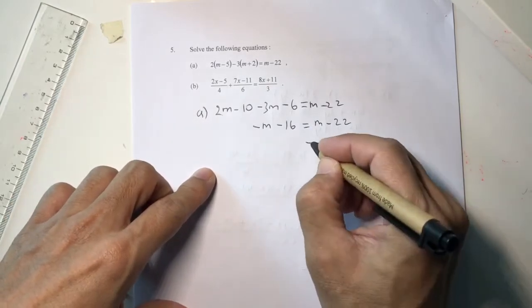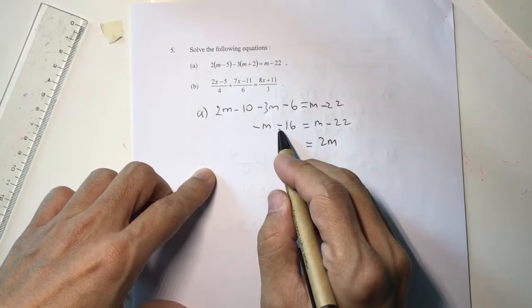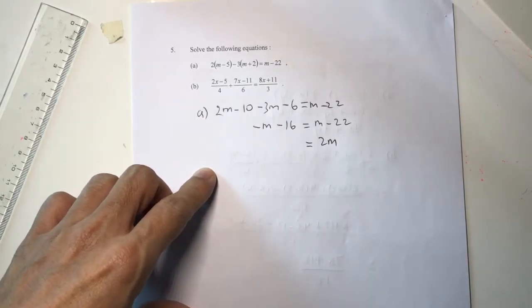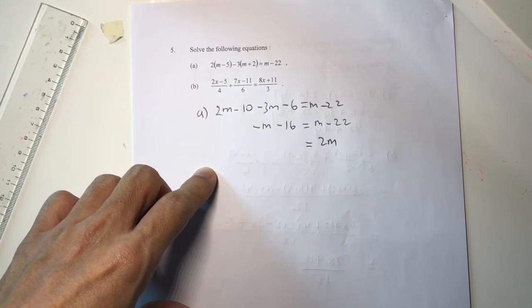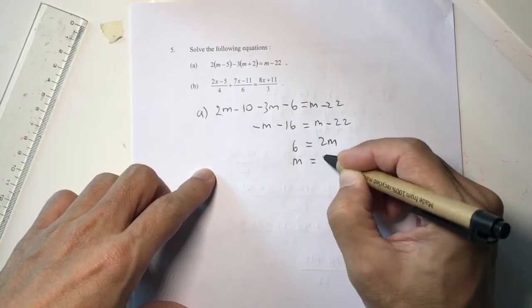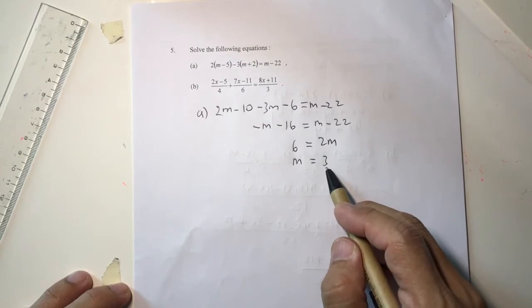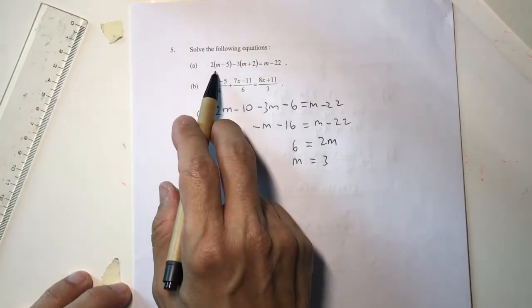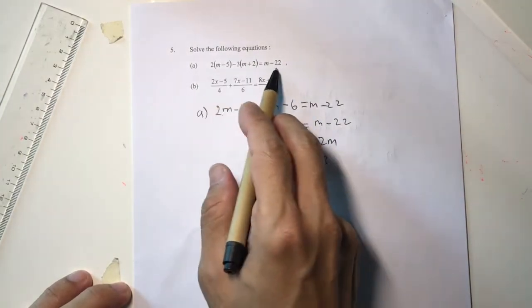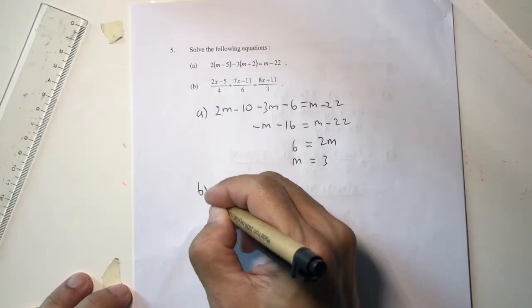Collecting all the m's together, we have 2m, and collecting the numbers together, 22 minus 16 is 6. So m must be equal to 3. We can check whether our answer is correct by substituting into the equation and seeing whether it is balanced. Part B.